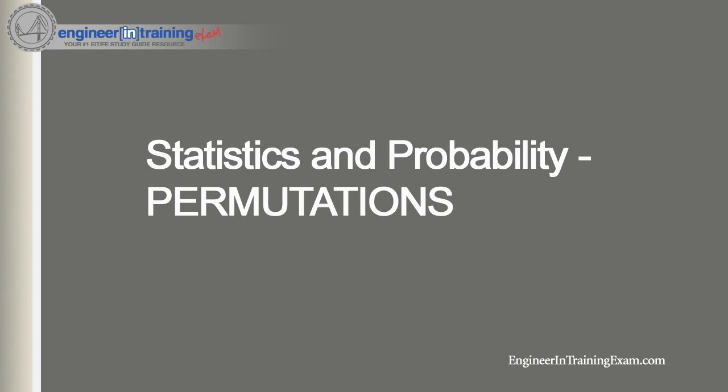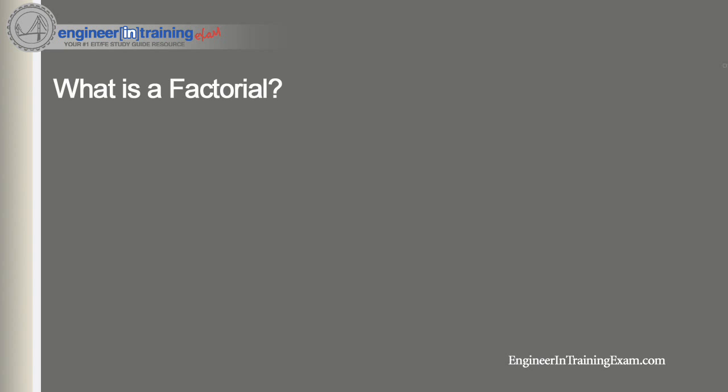So first, to start this tutorial review, we've got to review what a factorial is. Factorial, written as n or any number followed by an exclamation point, is n factorial. And n factorial is the product of whatever n is: n times n minus 1 times n minus 2 all the way down to 1.